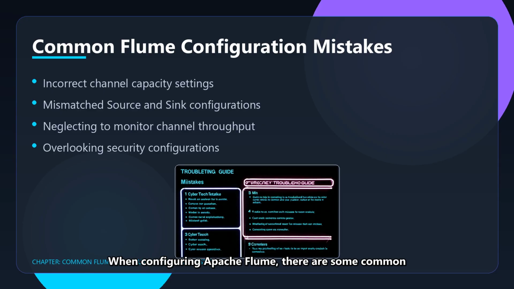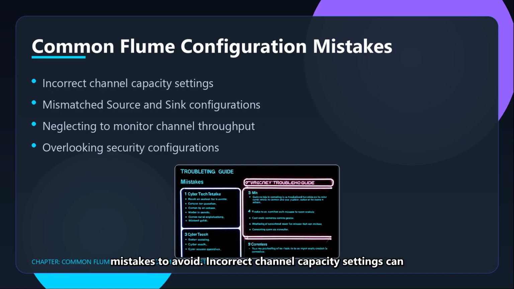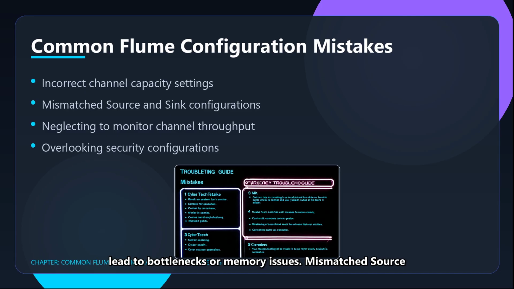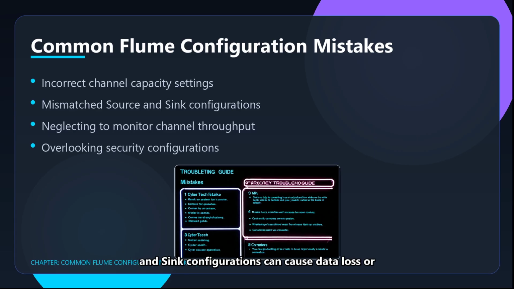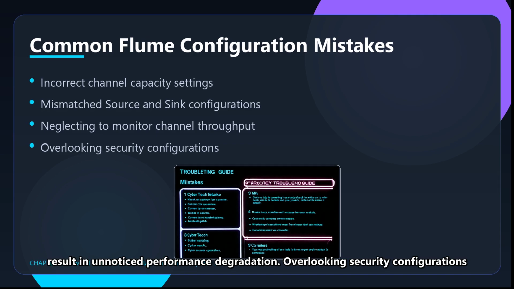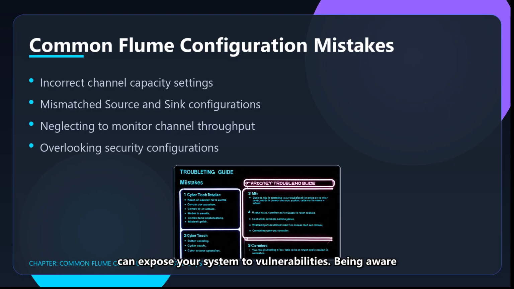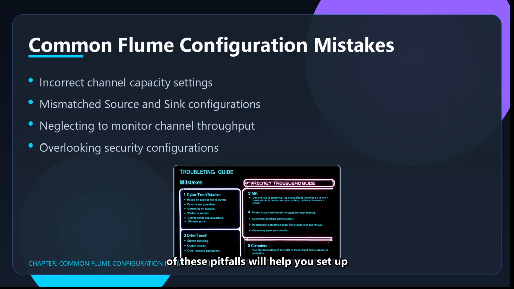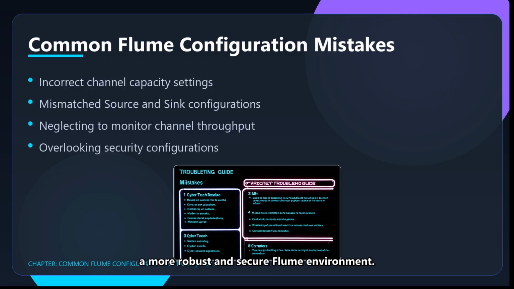When configuring Apache Flume, there are some common mistakes to avoid. Incorrect channel capacity settings can lead to bottlenecks or memory issues. Mismatched source and sink configurations can cause data loss or processing errors. Neglecting to monitor channel throughput can result in unnoticed performance degradation. Overlooking security configurations can expose your system to vulnerabilities. Being aware of these pitfalls will help you set up a more robust and secure Flume environment.